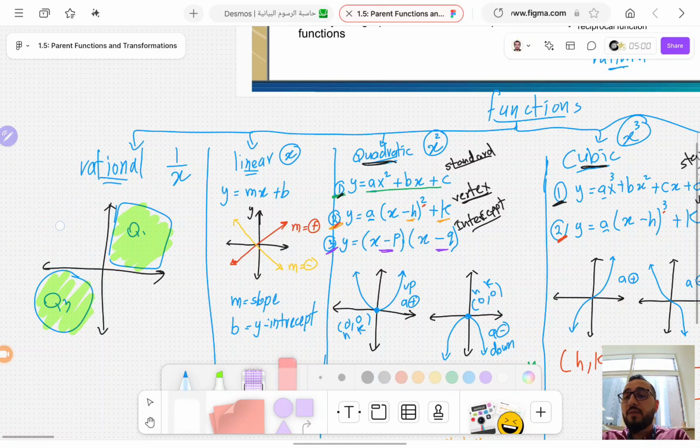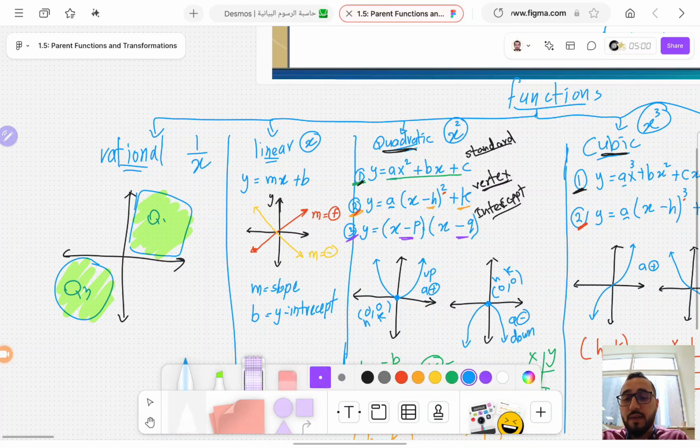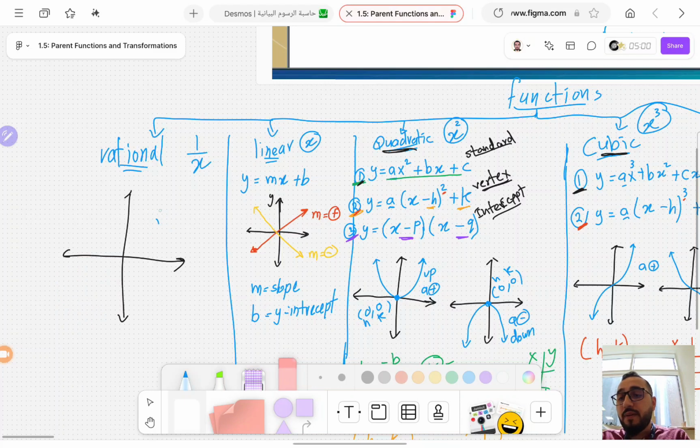Always only in quadrant 1 and quadrant 3, except if a is negative. But now focus on rational. So the rational function can always be graphed in quadrant 1 and quadrant 3. How will the graph look? The graph will be like this, and the other one like this.